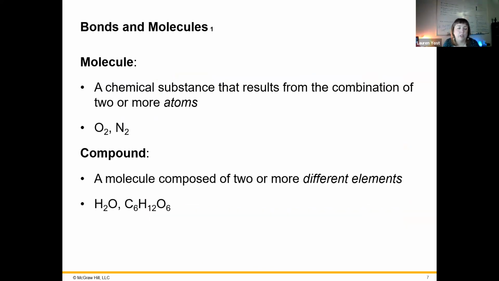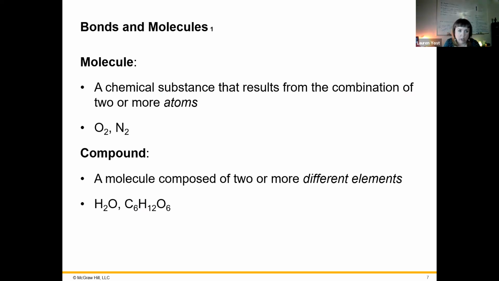A molecule, that term refers to any chemical substance that results from combining 2 or more atoms. So in the case of O2, the oxygen that we breathe, atmospheric oxygen, or in the case of nitrogen, atmospheric nitrogen, both of those are O2 or N2.